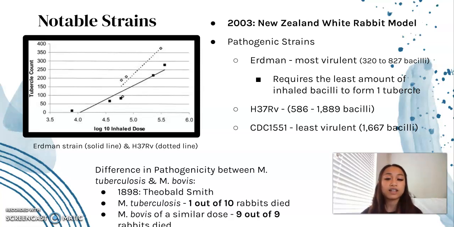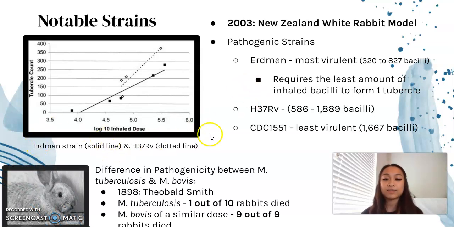So he noticed that tuberculosis, when it was injected into the rabbits, 1 out of 10 rabbits died. But for M. bovis, at a similar dose, 9 out of 9 rabbits died. And so all of these rabbits died, meaning that it was way more pathogenic than M. tuberculosis. And so we have a picture here of the rabbits.